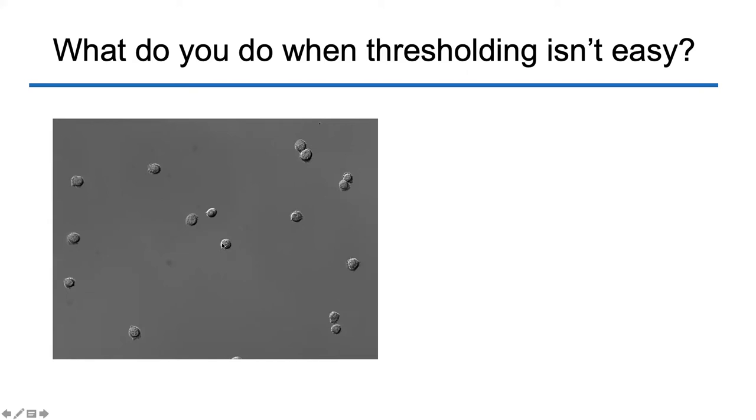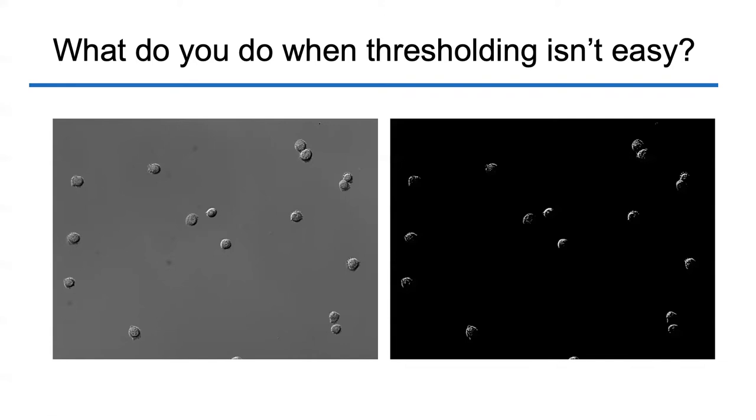For example, these are some Chinese hamster ovary cells, and we are looking at them in bright field in DIC. These cells are not easy to separate from the background just based on the intensity of the pixels, and if I threshold these cells, we basically end up with not a very good threshold.